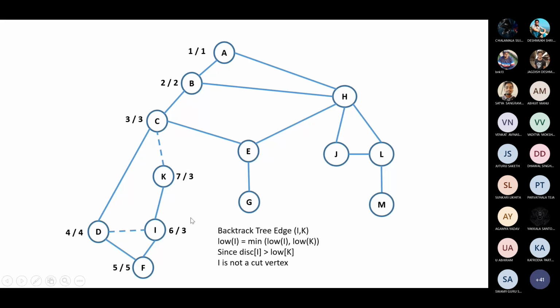So this is 3. Again, I am backtracking from I to F, so its low value will also become 3. Then from F I return to D, its low value will also become 3. Then I return from D to C, and here also the low value is minimum of 3 and 3.